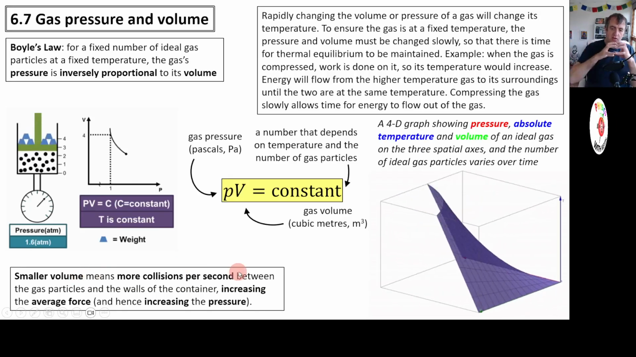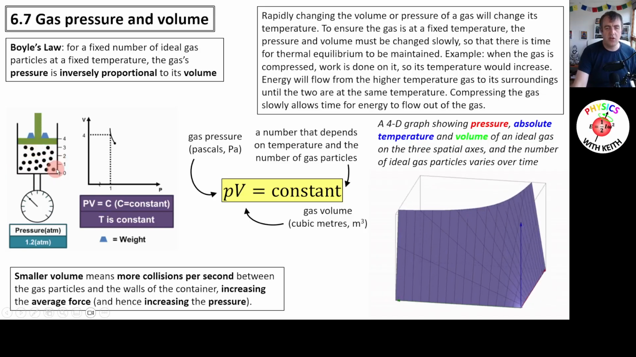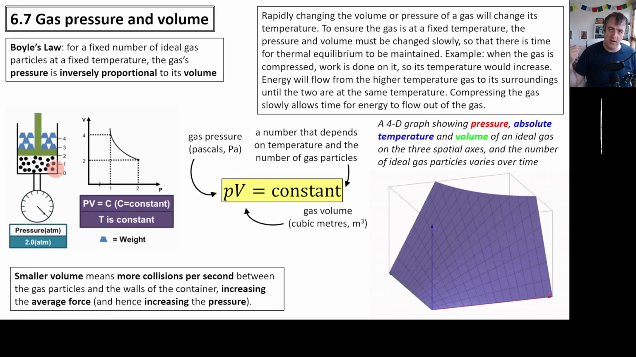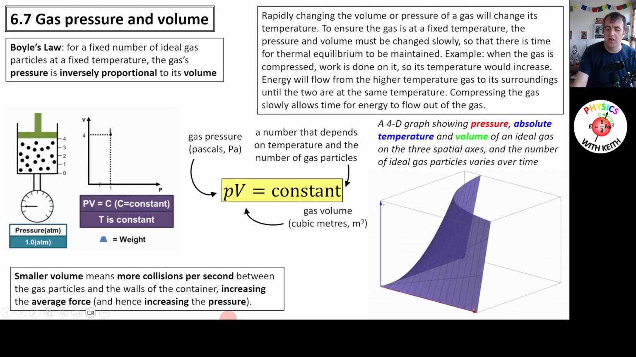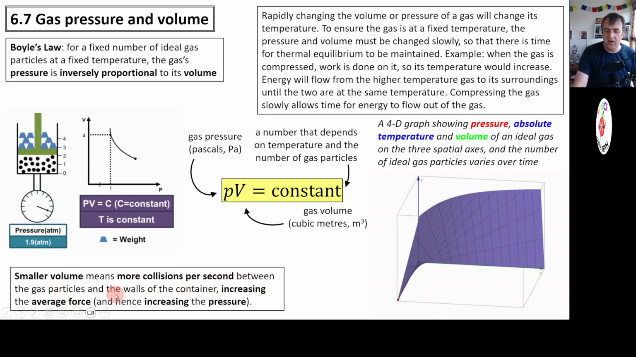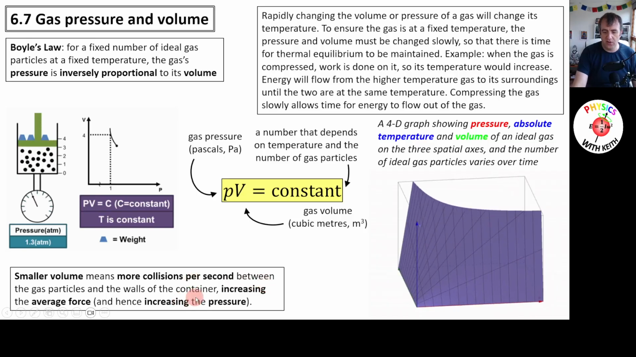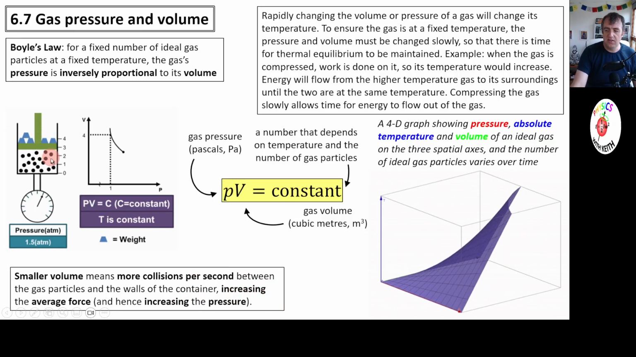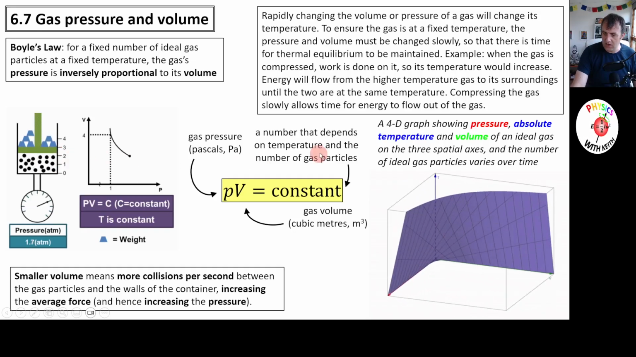Smaller volume also decreases the surface area, and if you decrease the surface area, you increase the pressure, because pressure is force divided by area. So decreasing the surface area increases the pressure. So you've got those two effects, the smaller surface area and the increase in the number of collisions per second with the walls of the container, which increases the pressure inside the gas. That's kinetic theory. We're looking at what the particles are actually doing.